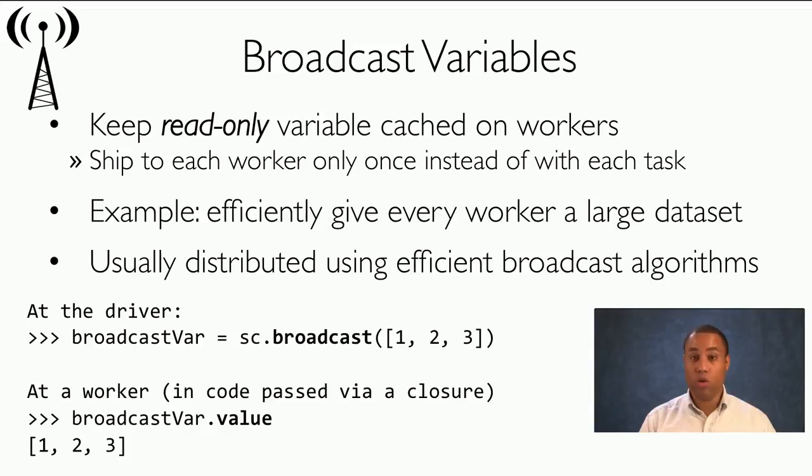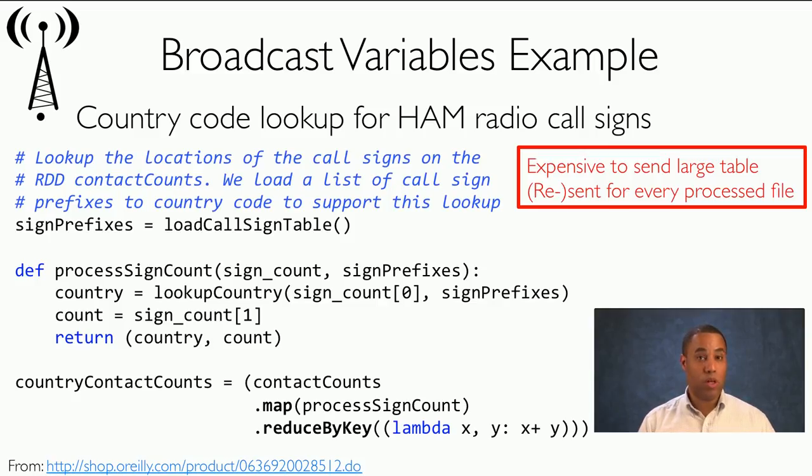And at a worker, in the code that's automatically passed via a closure, you simply refer to that broadcast variable with .value. Here's an example of using a broadcast variable for country code lookup for ham radio call signs. So we have an RDD, contact counts, that contains a list of call signs and the number of times that we've seen each call sign. So it's a pair of call sign and a count. And we want to look up the country code associated with that call sign.